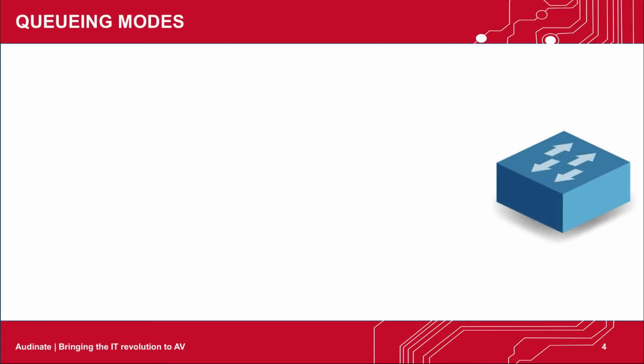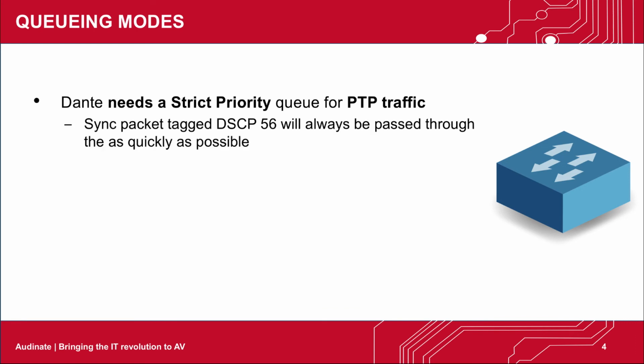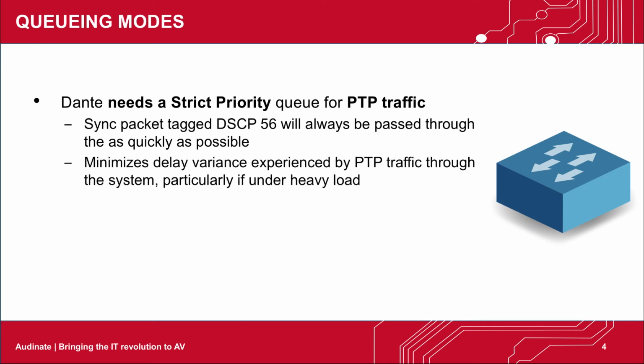Dante needs a strict priority queue for PTP traffic. This will ensure that if a sync packet tagged DSCP56 arrives, it will always be passed through as quickly as possible. Using strict priority minimizes delay variance experienced by PTP traffic through the system, particularly if under a heavy load.